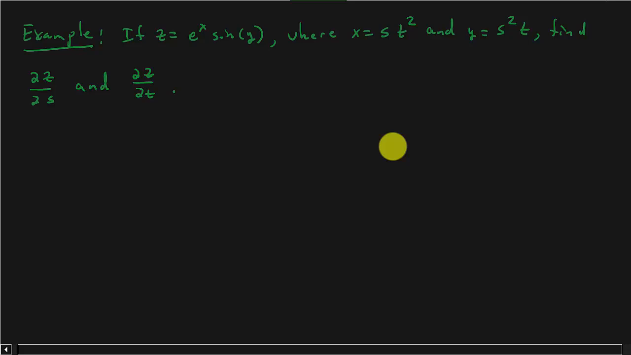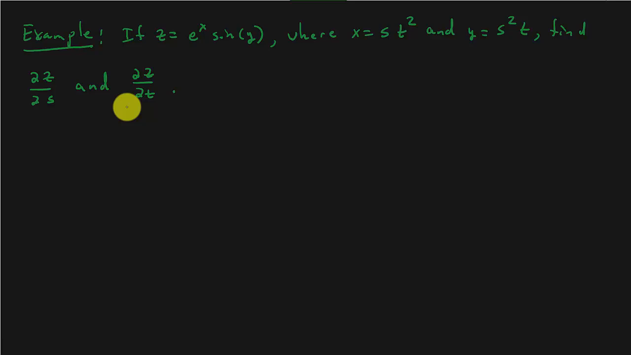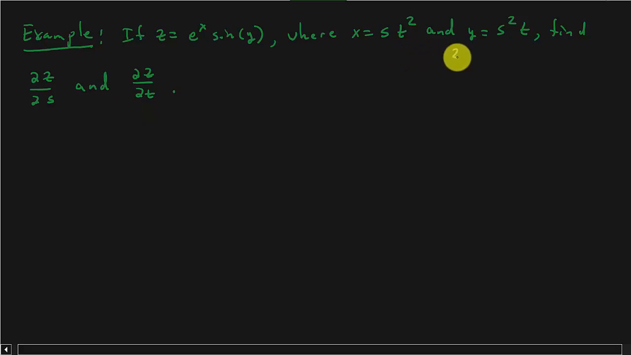All right, so it says if z is equal to e^x times sine y. Notice we've got two variables here, where x is equal to s times t squared and y is equal to s squared times t. Find the partial of z with respect to s and the partial of z with respect to t. So for this one, let's come over here to the side and sketch that tree diagram out.